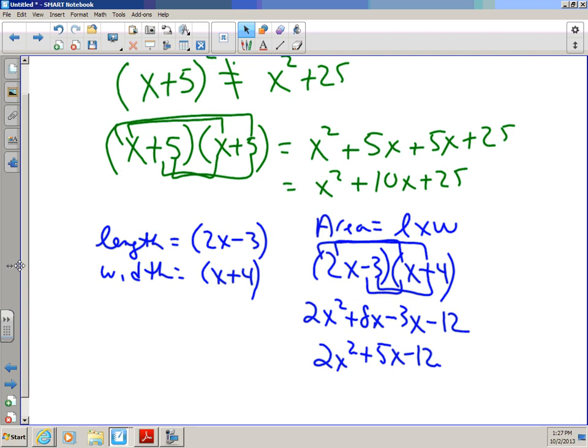So, what are the key things in terms of multiplying or distributing? Make sure you're following your laws of exponents. Make sure that after you distribute, you combine your like terms so that your answer is in simplest form.